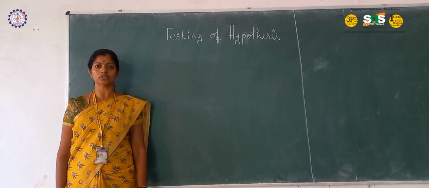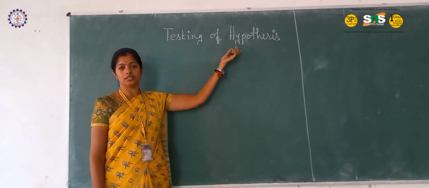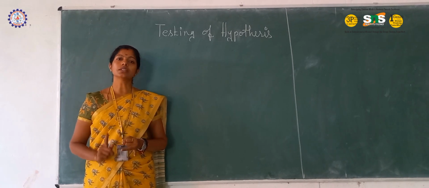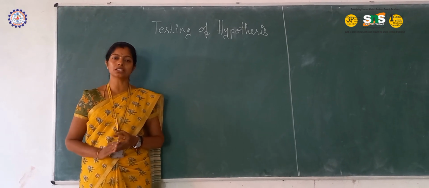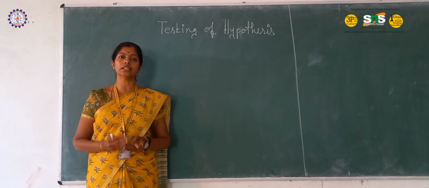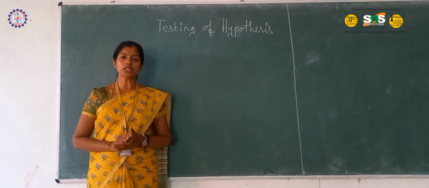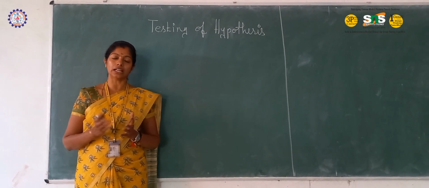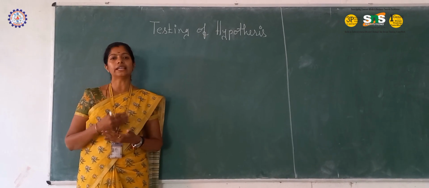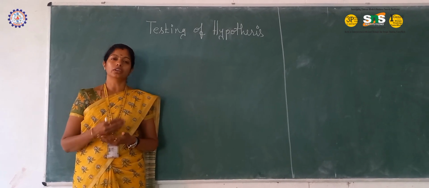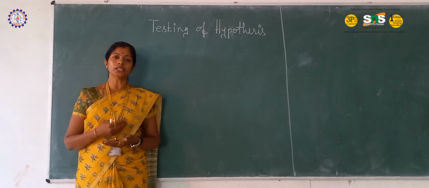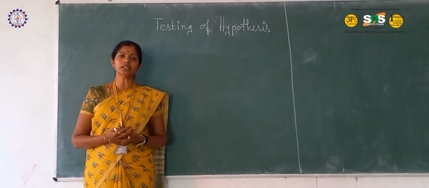Today I am going to take a topic, testing of hypothesis. So first of all we should know what is population and what is sample size before knowing the hypothesis and alternative hypothesis. Population is nothing but a group of data or a collection of information. We can take anything, for example, the population of the world or the population of India. That is nothing but population.